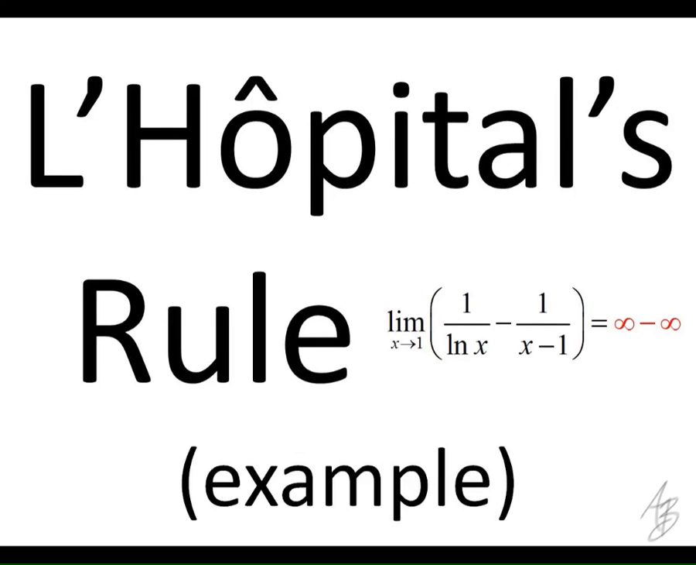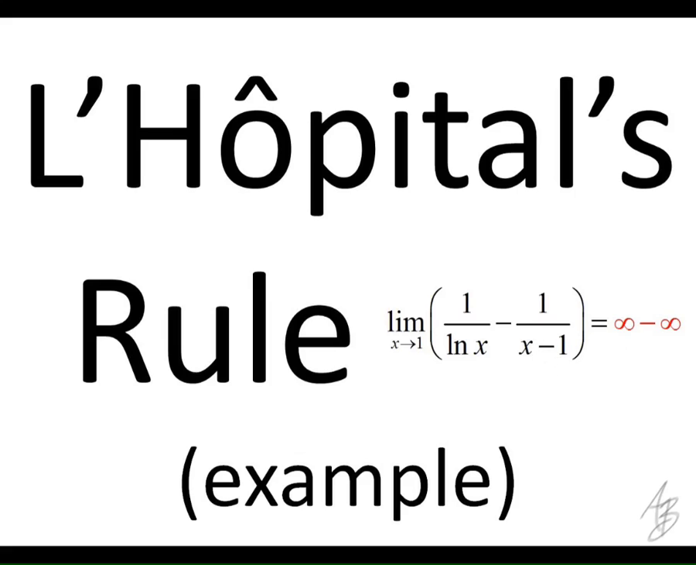This one is a different type of indeterminate form. So we've had 0 over 0, we've had infinity over infinity. Now we have infinity minus infinity. And this one's a little bit tricky because we don't know which infinity is bigger. Infinity is not a number, it's just an idea. It's an unbounded quantity. So we don't know if this unbounded quantity is bigger than this unbounded quantity.